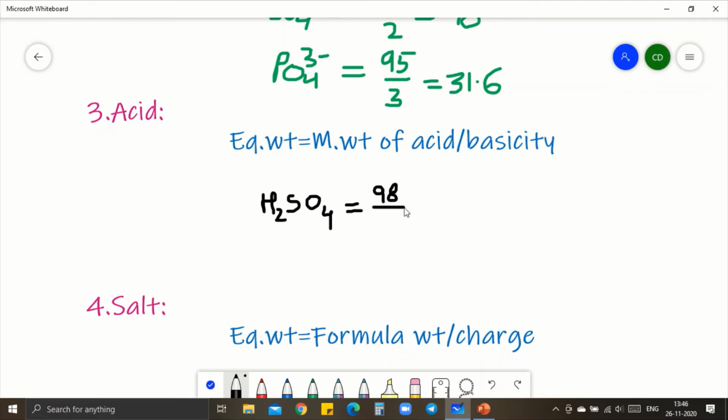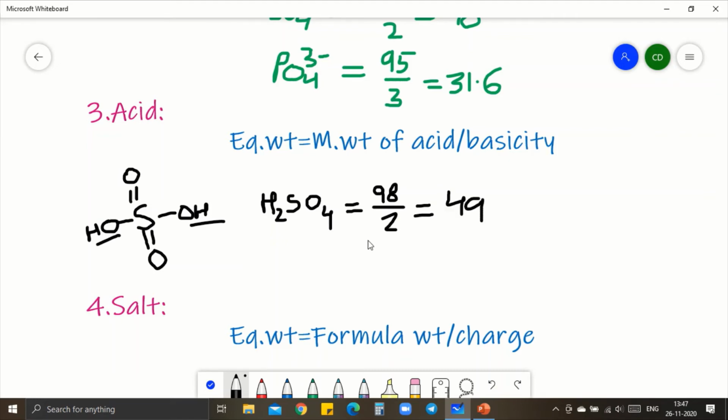So now I'll also discuss what basicity is here. I'll draw the structure of H2SO4: S double bond O and another double bond O, and 2 OH groups. So basicity is the number of replaceable hydrogen ions. What are replaceable hydrogen ions? When the hydrogen forms a bond with oxygen, these are called replaceable hydrogen ions. So here are 2 OH groups, so the basicity is 2. If there are 3 OH groups, the basicity will be 3. So it's 98 by 2, which is 49. The equivalent weight of sulfuric acid is 49.